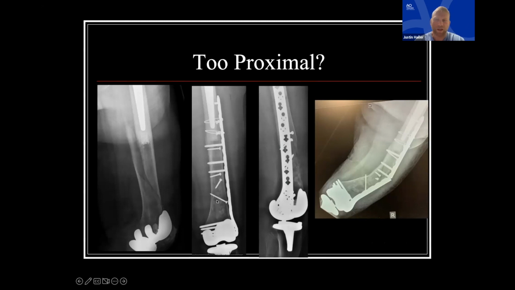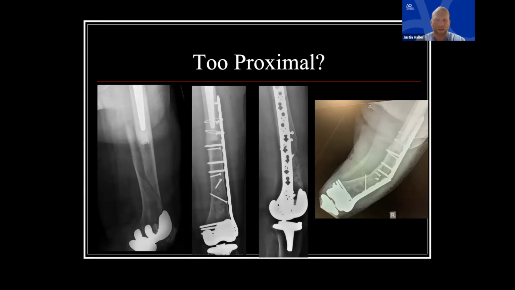You can see multiple lag screws in the metaphysis, which is totally fine. But I think it's telling on the lateral. You can kind of see the erosion of the anterior cortex, where they probably placed a few big lobster clamps and kind of cracked the femur. Anyway, so they devascularized this kind of metaphyseal zone, and predictably went on to non-union.